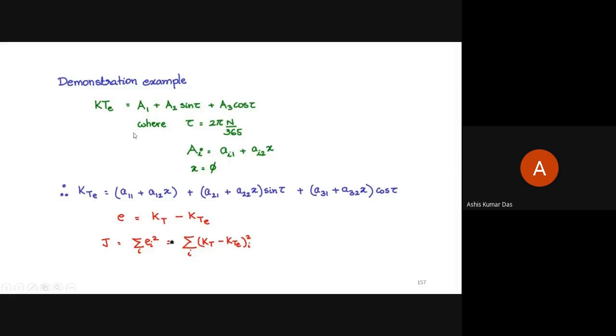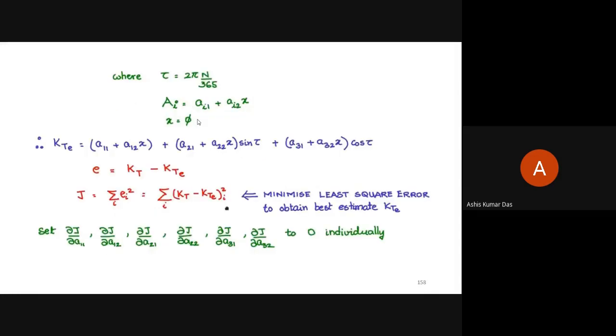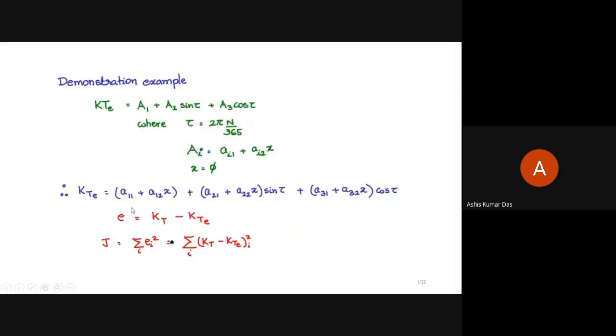So this KT equation can be written using this format for the coefficients. We will get KT equal to (a11 plus a12 x), then (a21 plus a22 x) sin tau, then (a31 plus a32 x) cos tau. So we have three terms. One is simply a1, which is a11 plus a12 x, and a2 is a21 plus a22 x multiplying sin tau, and a3 is a31 plus a32 x multiplying cos tau.